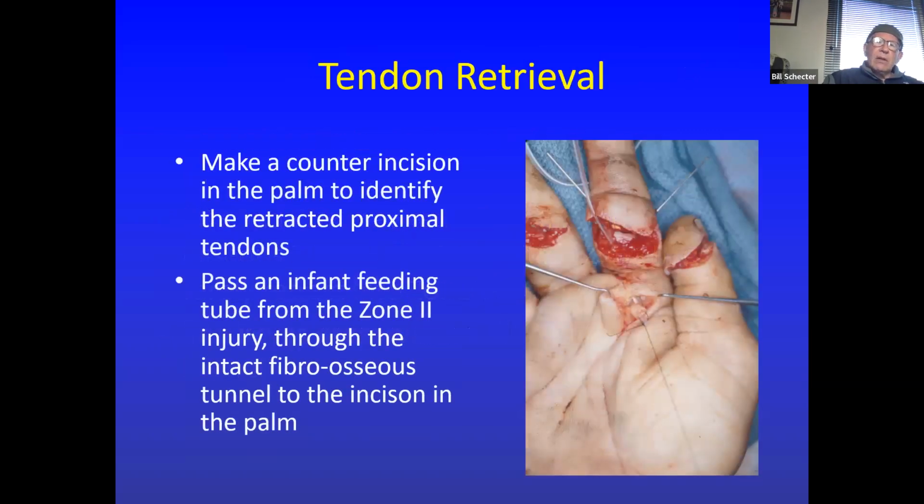Well, so let's say you've got this cut here, right? And say the flexor tendon is cut, maybe the sublimis is cut as well, and you can't find the profundus tendon.